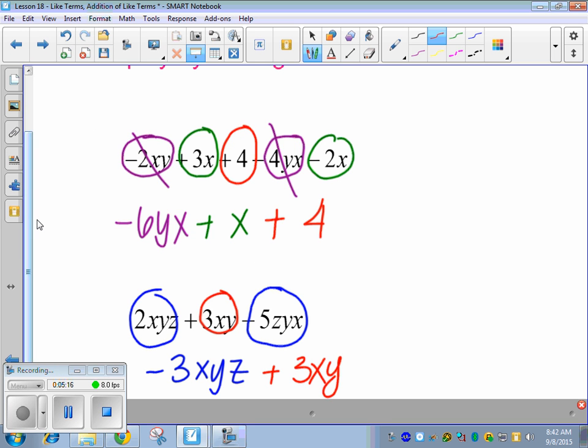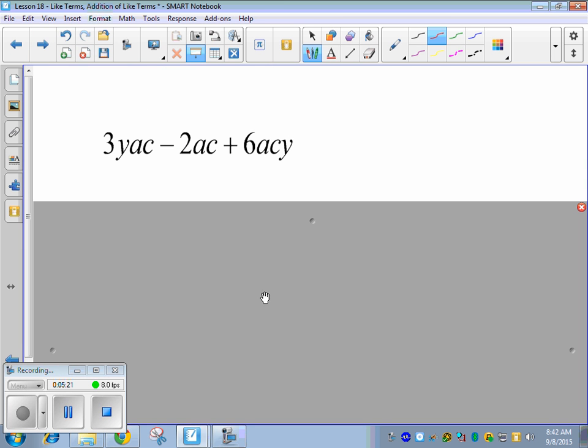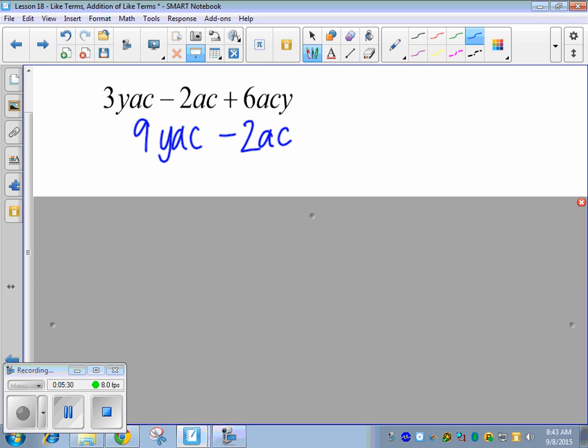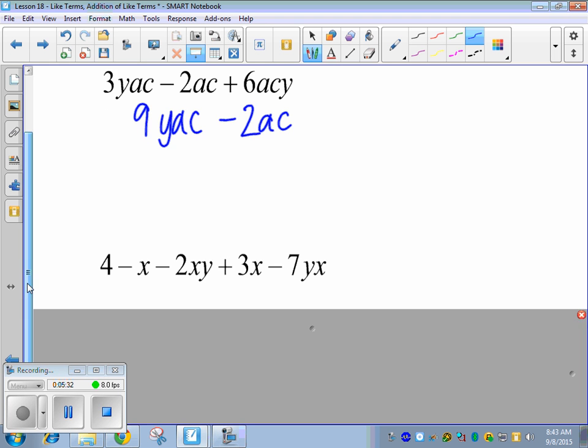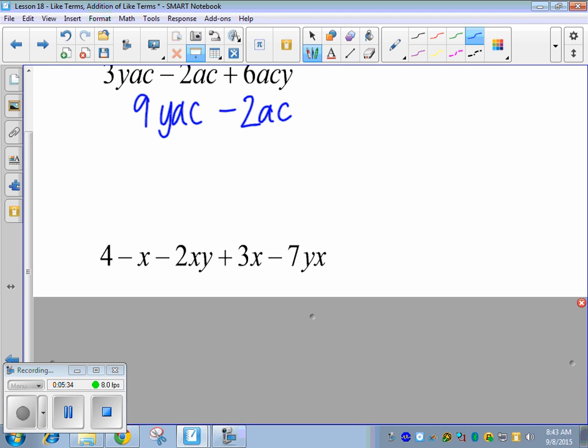That one was a little bit easier. Okay, now I have 3yac minus 2ac plus 6acy. Fine. Alrighty. Here's one that's a little bit trickier. I'm going to have you guys try this one on your own also. So we have 4 minus x minus 2xy plus 3x minus 7yx. Go ahead and try that one on your own.